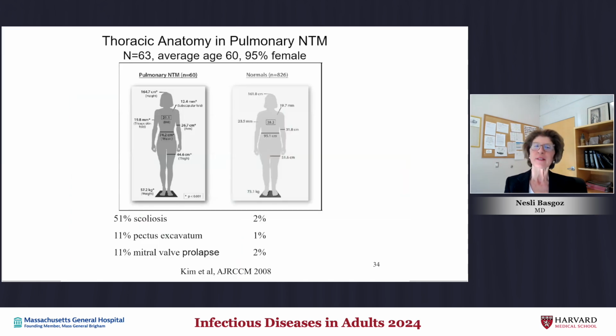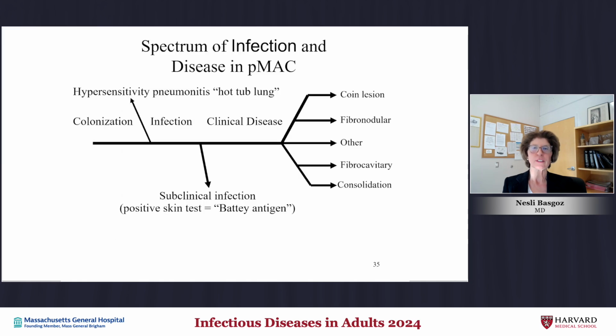Let's get back to thoracic anatomy, which was well described by various groups. And what you see here is a study of 63 patients. 95% of these were female. And as you see below, compared to the rate in the general population on the right here, which is 1 or 2%, a large number of these women had scoliosis, pectus excavatum, and mitral valve prolapse. What this suggests is there are features of the thoracic cage which might predispose you to infection, and in those patients, our antennae should be tuned to NTM infections.